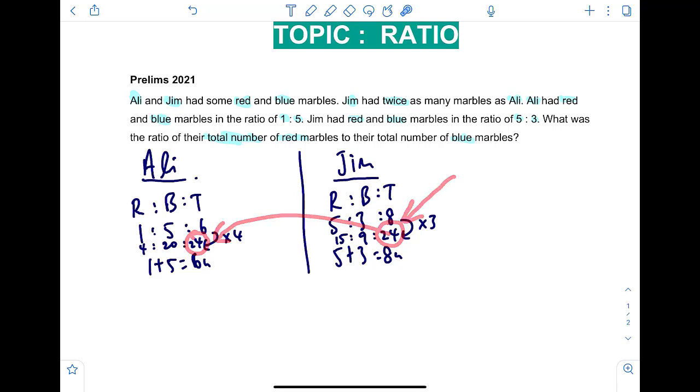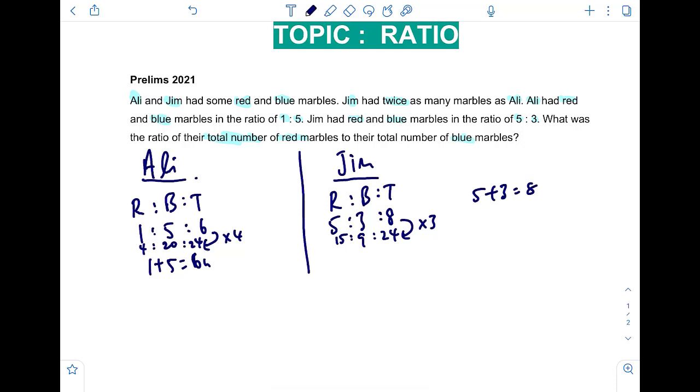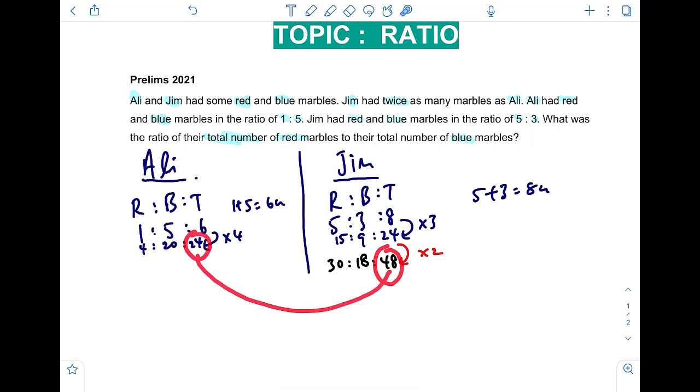of Ali. So you'll take this 24 and you'll further multiply by 2. Take the 24, further multiply by 2. Let me write the steps here that I did earlier on. Same thing here. Times 2. So you'll have 48, 18, 30. Now we have ensured that Jim indeed has twice of Ali.